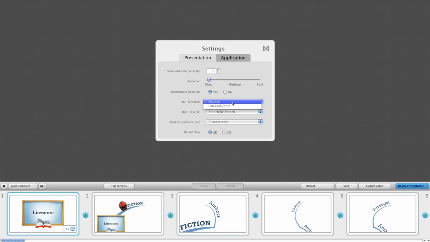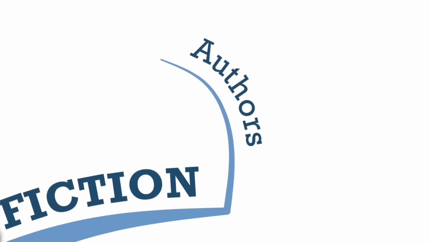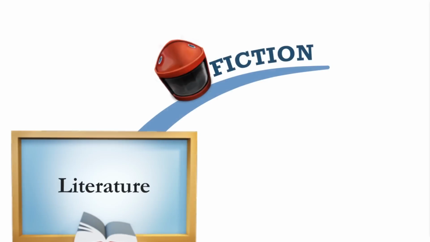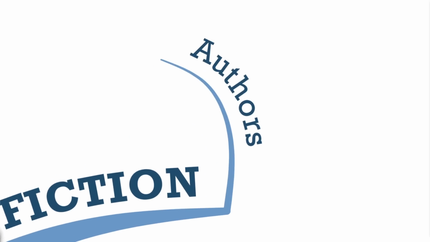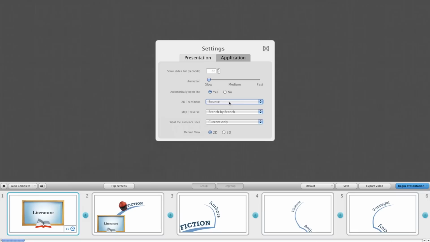The next option is 2D transitions. We have two options: bounce and pan and zoom. These options define how our camera behaves when transitioning between slides. Pan and zoom is more of a subtle movement to the next slide, whereas bounce is a much more dynamic transition where the camera appears to leap between slides.